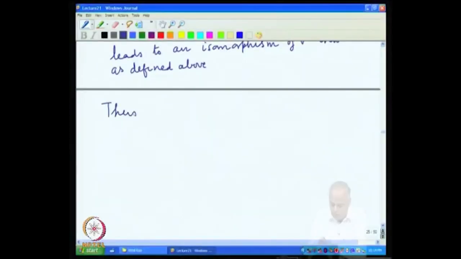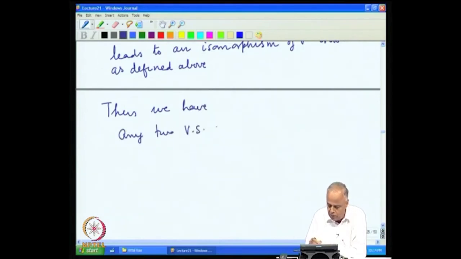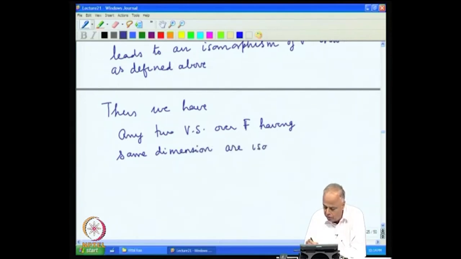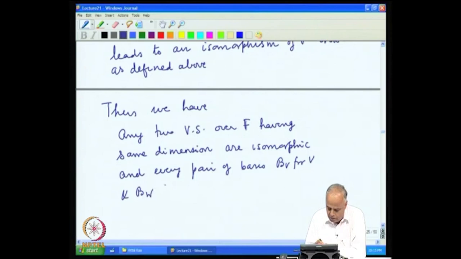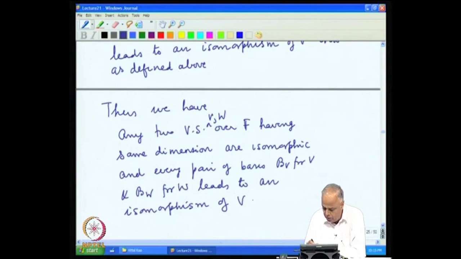So, thus we have: any two vector spaces over F having the same dimension, assuming they are all finite dimensional, are isomorphic, and every pair of bases BV for V and BW for W leads to an isomorphism of V onto W.